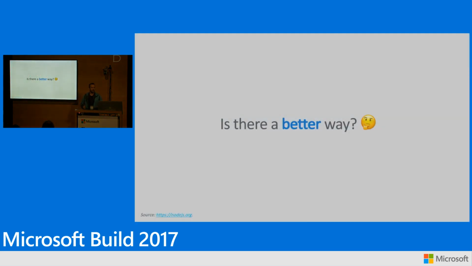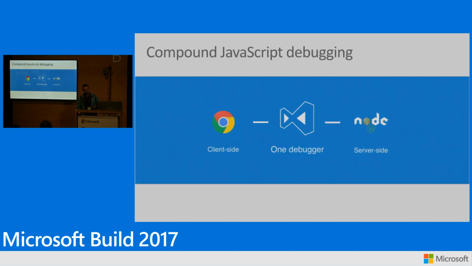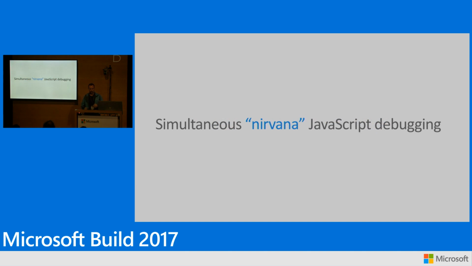But then we're asking ourselves, is there a better way than this? And there is, because we released a feature that we call compound JavaScript debugging. That is basically a more integrated experience where you can start both your client-side debugger and your server-side debugger at the same time. This is what we call Nirvana JavaScript debugging, because you have one configuration file and you click F5 and then everything boots up.